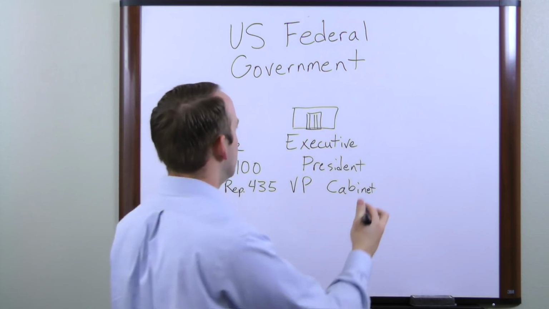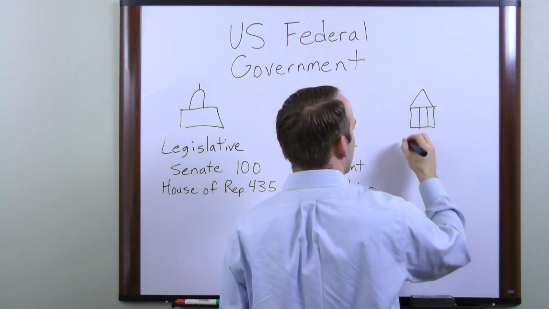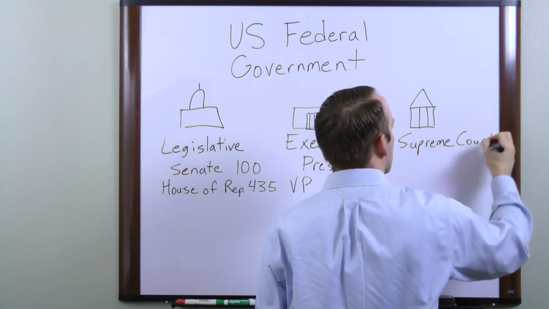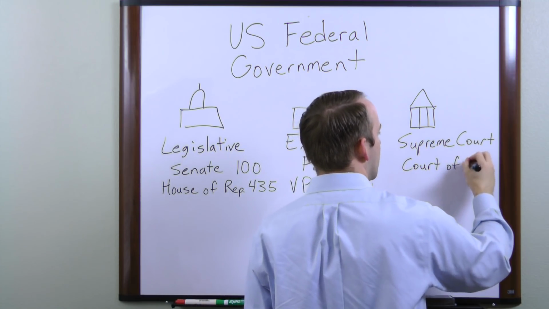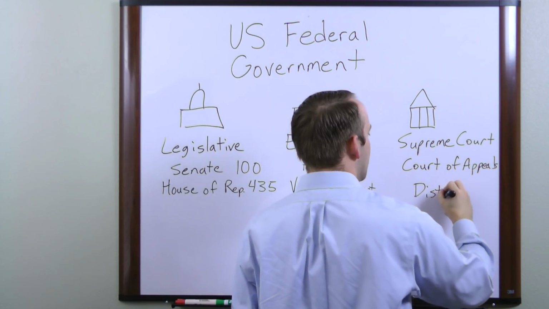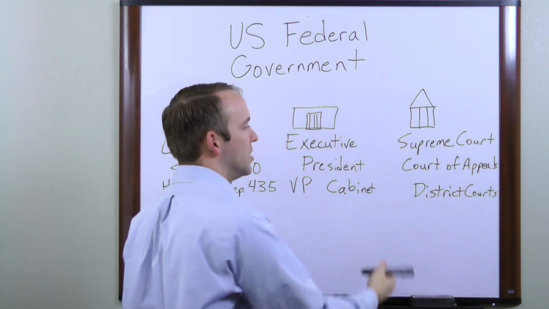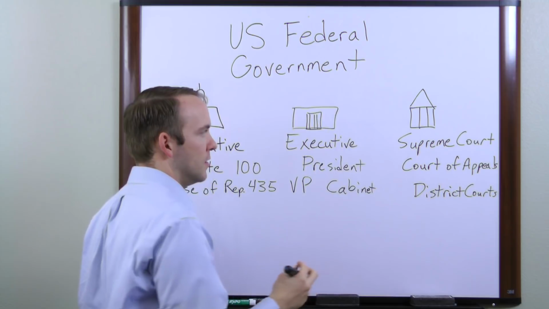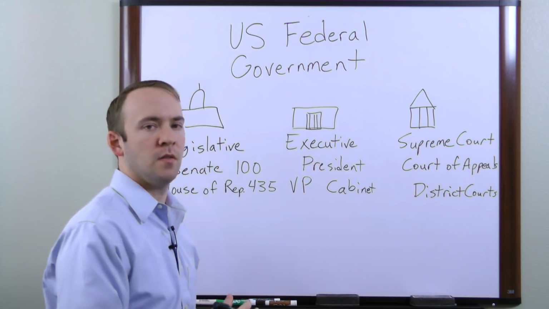The third branch of the government is the judiciary, which is housed in the Supreme Court, which is the top court of the land. Underneath the Supreme Court, there's the Court of Appeals, and underneath those are district courts. And very few cases actually make it all the way up to the Supreme Court. Most cases are heard at the district courts, and then if one of the sides appeals, it may be heard by the Court of Appeals, and then the Supreme Court is the final arbitrator in any lawsuit that is filed.